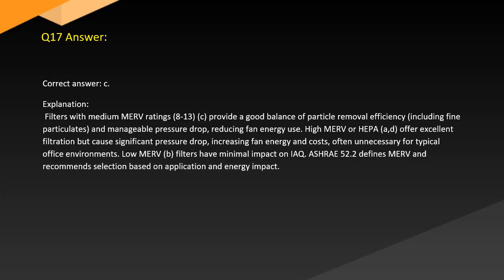Answer. Correct answer C. Explanation. Filters with medium MERV ratings 8 to 13 (C) provide a good balance of particle removal efficiency, including fine particulates, and manageable pressure drop, reducing fan energy use. High MERV or HEPA (D) offer excellent filtration but cause significant pressure drop, increasing fan energy and costs, often unnecessary for typical office environments. Low MERV (B) filters have minimal impact on IAQ. ASHRAE 52.2 defines MERV and recommends selection based on application and energy impact.